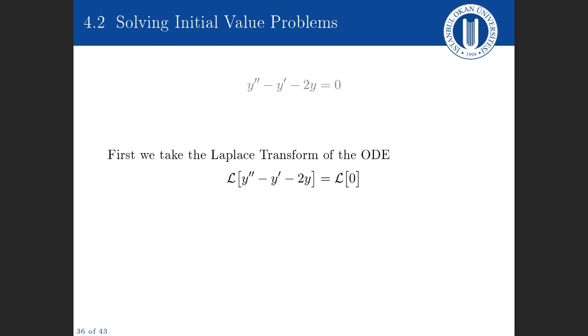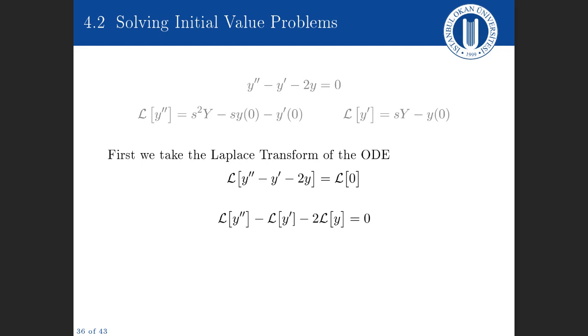So that means that the Laplace transform of y double prime minus y prime minus 2y must be the same as the Laplace transform of 0. And remember that the Laplace transform of 0 is equal to 0. I'm going to write the left-hand side as the Laplace transform of y double prime minus Laplace transform of y prime minus 2 times the Laplace transform of y, because the Laplace transform is a linear operator.